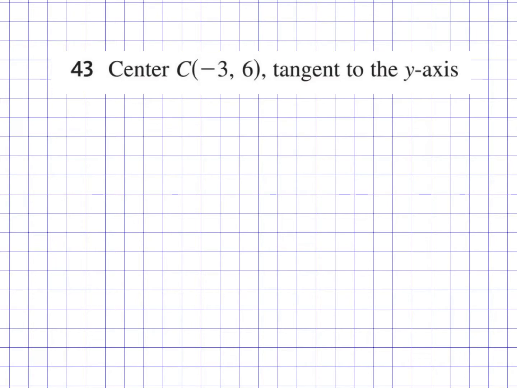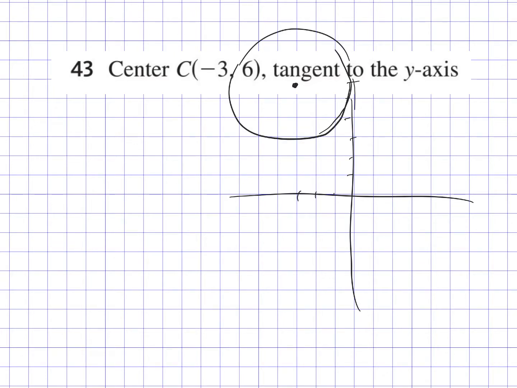Number 43. Okay, it's tangent to the y-axis. The center, just for visual purposes, so you get an idea of what we have here, is at -3, 6. 1, 2, 3, and 1, 2, 3, 4, 5, 6 up here. So there's your center, and it's tangent, meaning the circle is going to just barely touch the axis at y equals 6 here. So that means our radius is 1, 2, 3 units long, and we already have our center.